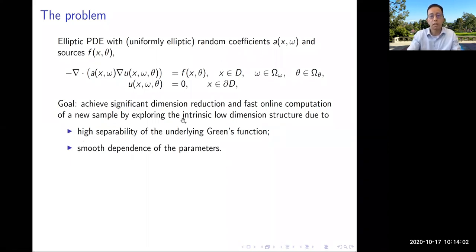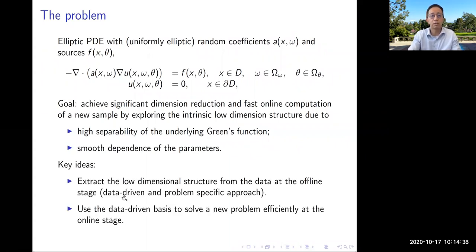So here we are basically utilizing the high separability of the underlying Green's function. Basically, if you fix A, when the source changes widely, the solution is not that rich. There's some low dimensional structure. The other one is the smooth dependence on the parameter in this coefficient. We know the solution of this PDE depends smoothly on A. By this, we know there is a low dimensional structure. So how do we find it? How do we use it?